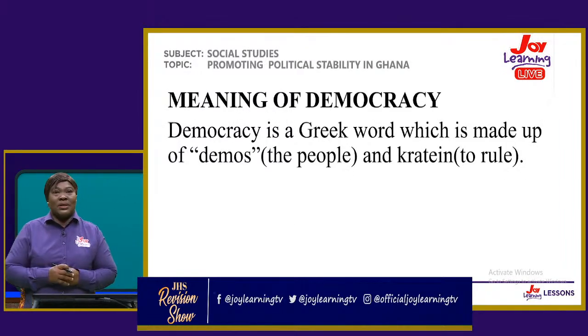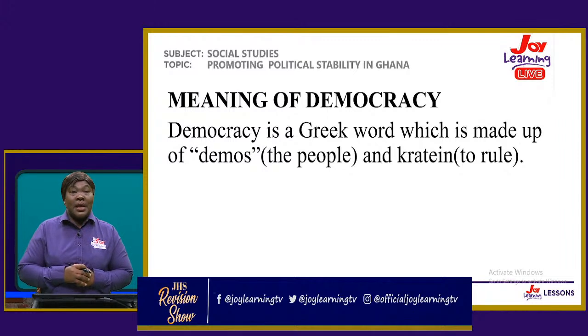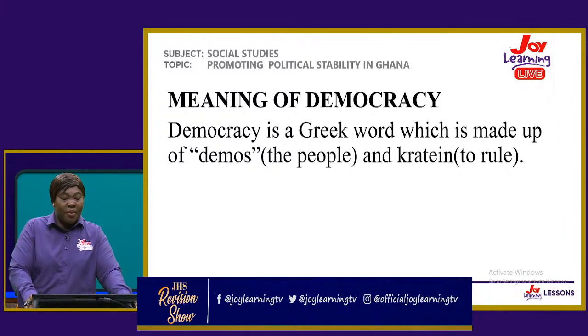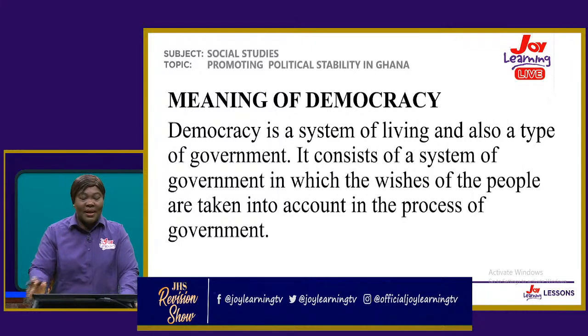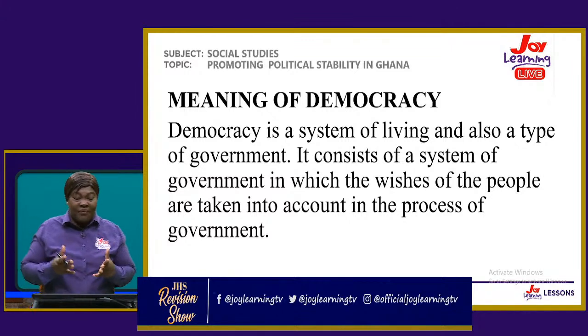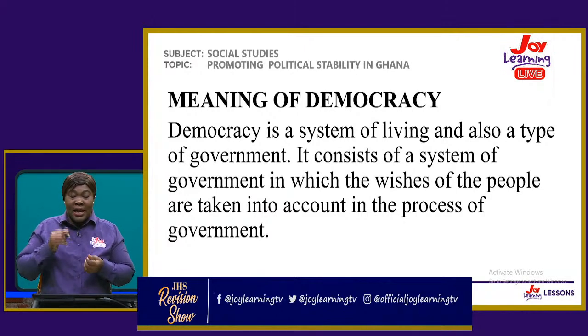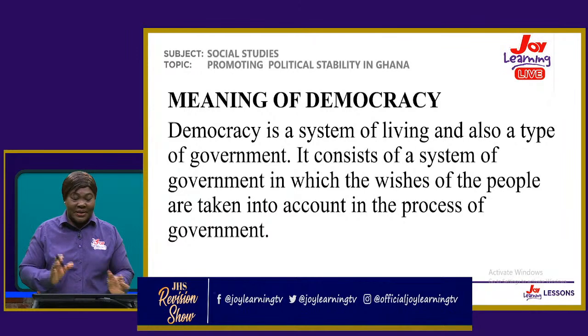Right, so let's see what democracy actually means. Democracy is a Greek word which is made up of demos, meaning the people, and kratin, to rule. Democracy, again, is a system of living and also a type of government. It consists of a system of governance or government in which the wishes of the people are taken into consideration or account in the process of governance or government.